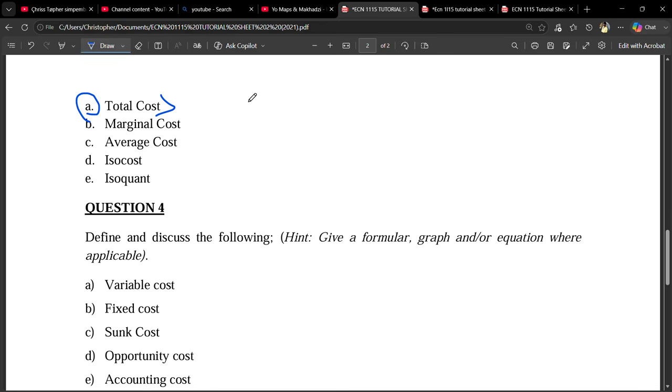Total cost has fixed costs in it. It also has variable costs in it. Remember, we're given to say you can also write the formula. So you can say total cost is equal to total fixed costs plus total variable costs. So this is the formula for total cost. This is simply the cost that a firm incurs when it is undergoing production. Okay, so that is total cost.